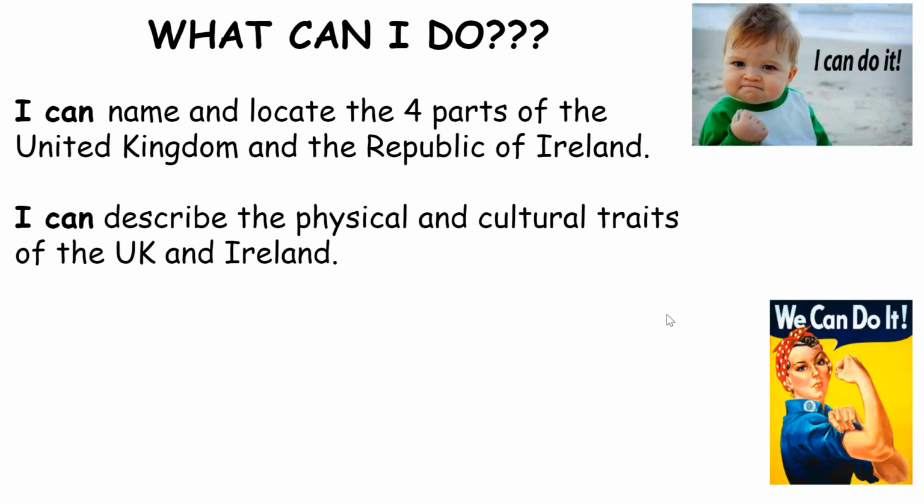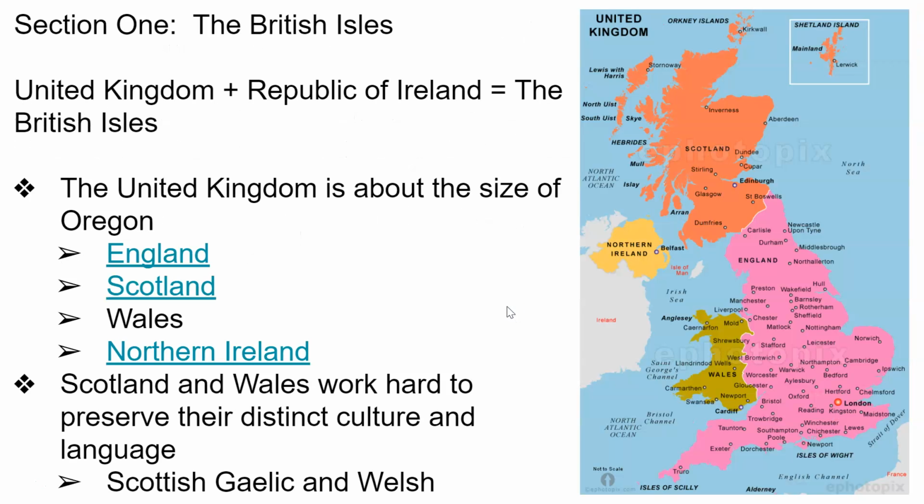So, what are we going to be able to do today? We're going to be able to name and locate the four parts of the United Kingdom, and then we're going to look at the Republic of Ireland. We're also going to be able to describe the physical and the cultural traits of both the United Kingdom as well as Ireland. And so let's go ahead and dive in with the UK or the United Kingdom.